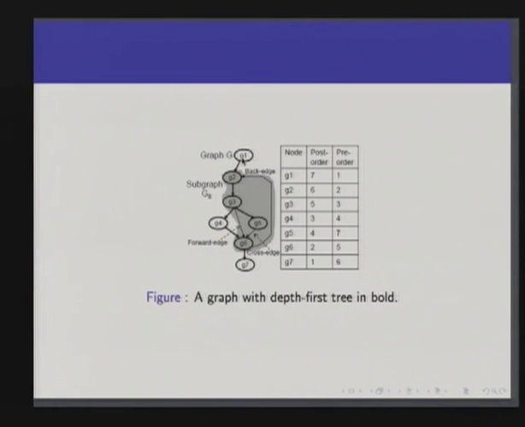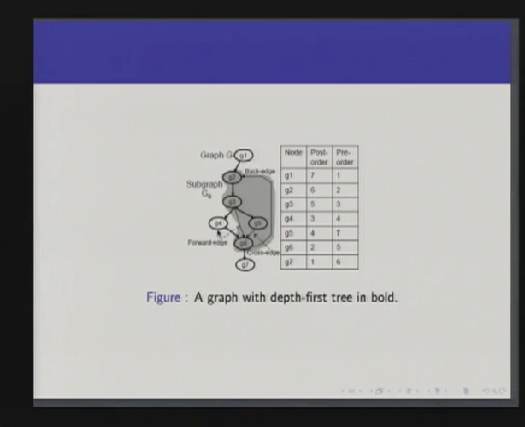So if we assign the pre-order numbers, when you run the depth first search algorithm, it assigns a pre-order number to the vertices of the graph. The pre-order numbers of vertices G1 to G7 are assigned like this. Vertex G1 is assigned pre-order number 1, G2 is assigned number 2, G3 is assigned number 3. So the recursion is going in depth first manner.